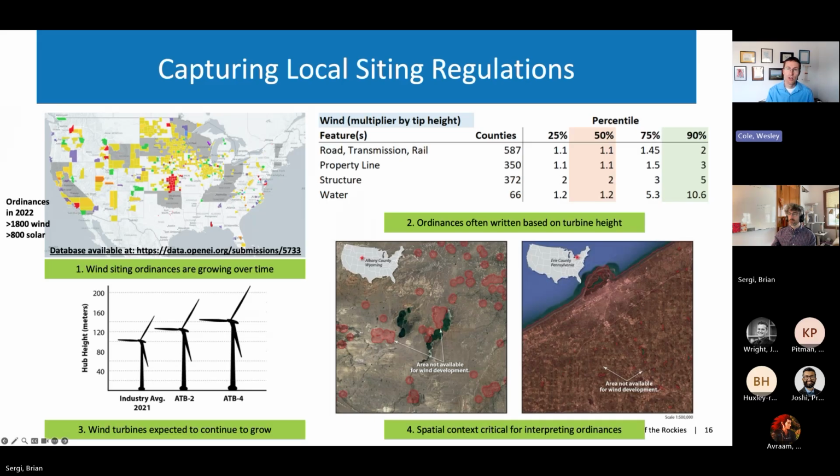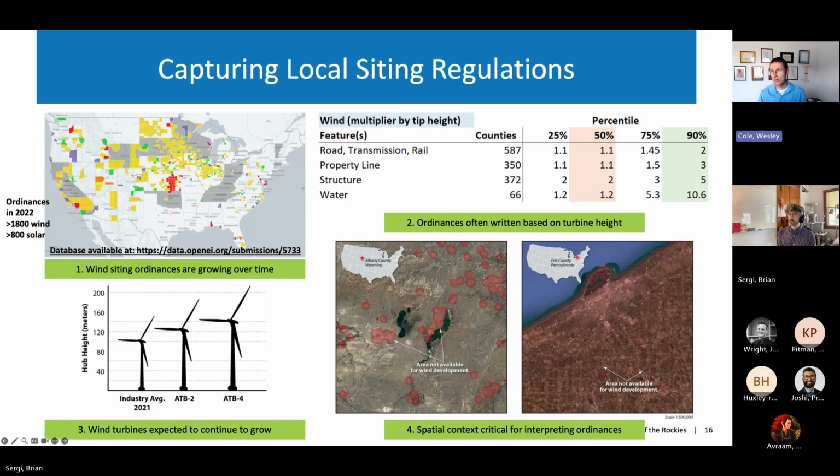So these ordinances are captured through looking at actual ordinances. So we're not just making up values. In 2022, we did a survey of ordinances across the country. It was manual. We just did a new one last year and have updated the ordinance data set that says, okay, for these different types of features, what have we seen in terms of ordinances? So for example, table here on the top right for wind, we see from road, transmission, or rail, there were 587 counties back in 2022 that we found ordinances for. The 50th percentile setback was 1.1 tip height multiplier. So that's what we used for the reference siting scenario.